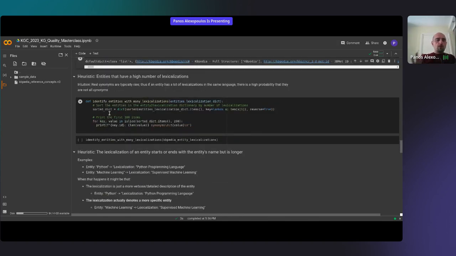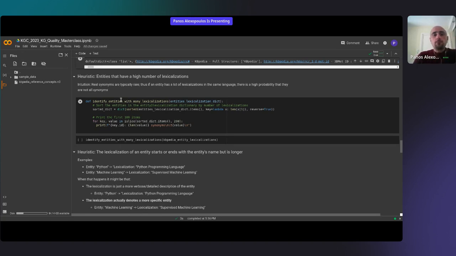One first very simple heuristic to identify problematic lexicalizations is a simple count. Synonyms in general are rare, right? Real synonyms. For a given term, you may have two, three, five, I don't know, terms that are really synonyms. But if you see an entity having, I don't know, 50, 100 lexicalizations, then there's a high probability that they are not all synonyms. It's not always the case, right? It can happen, but it's rare.